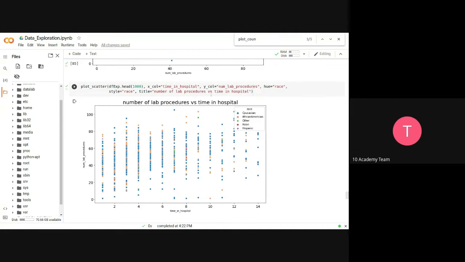Yeah, and we're passing in the race to actually see the race as a way of actually classifying our data. The pictures here actually allow us to see the distributions of the race as well.